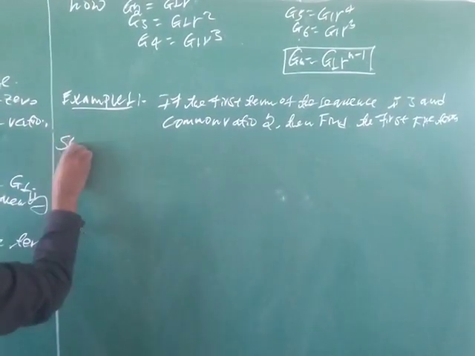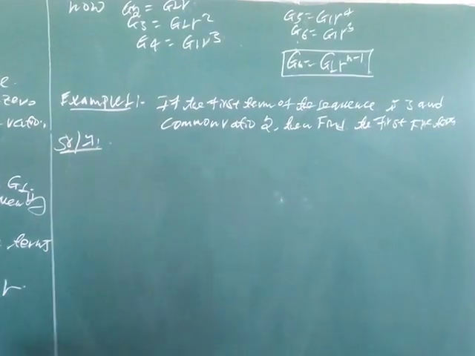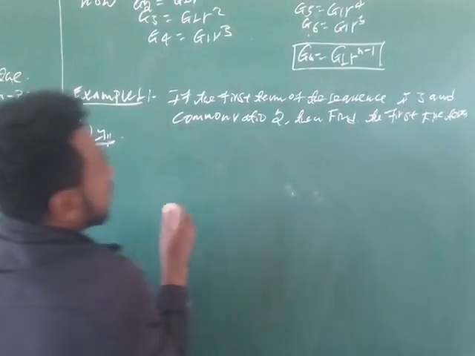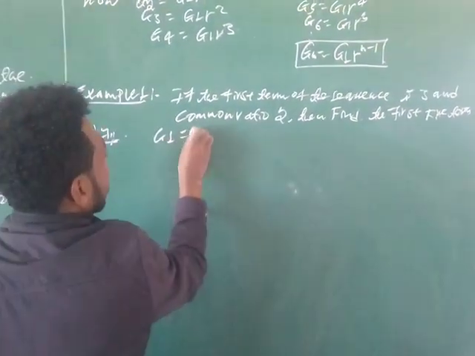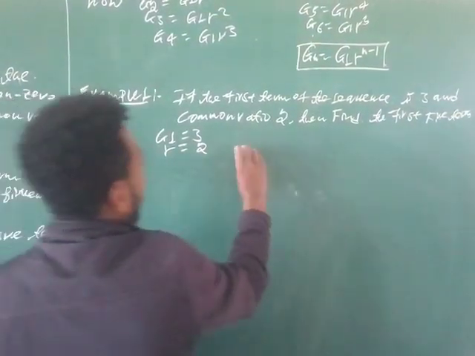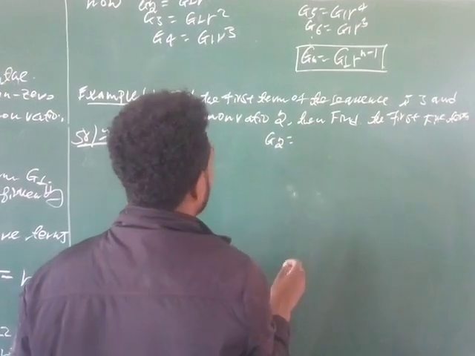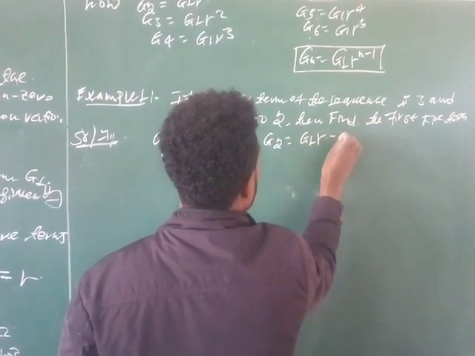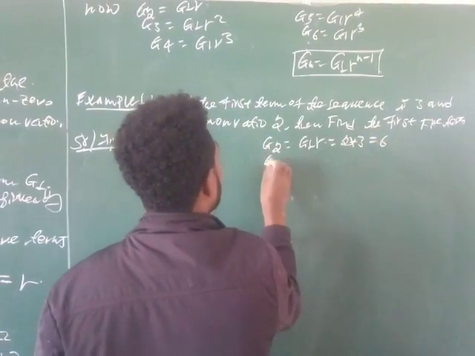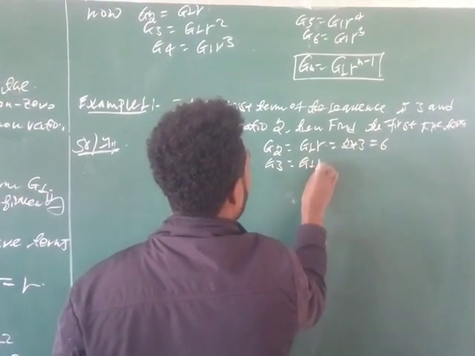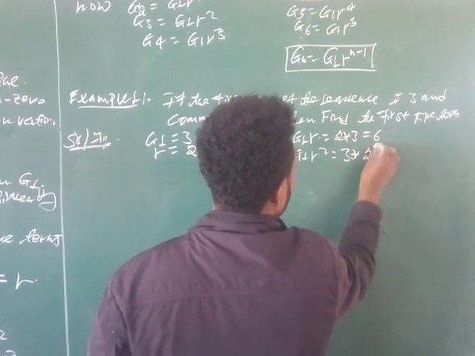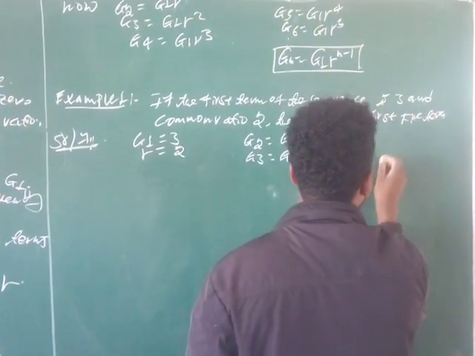Okay, solution. Here it is given g1 is 3, r is 2. Now we are going to find the first 5 terms. We have g2. g2 is equal to g1 times r. So this one is equal to 2 times 3. We have 6. And g3 is equal to g1 r squared. So we have g1 is 3, our r is 2 to the power of 2. So we have 12.